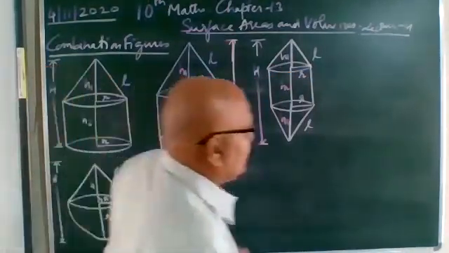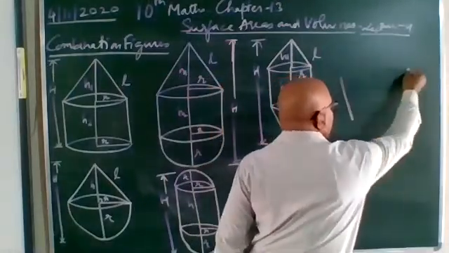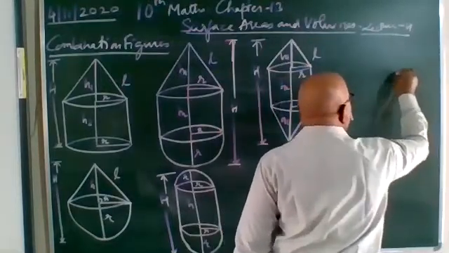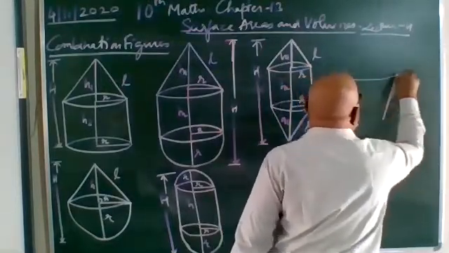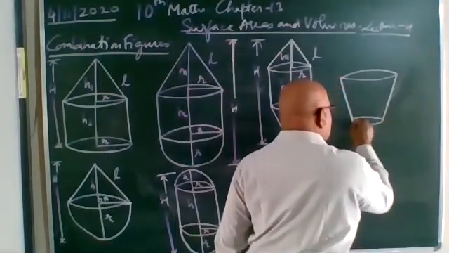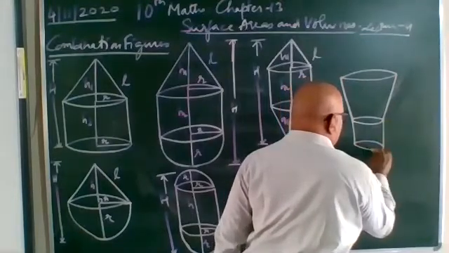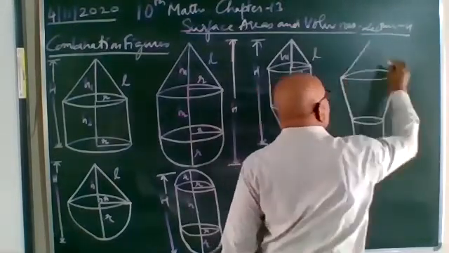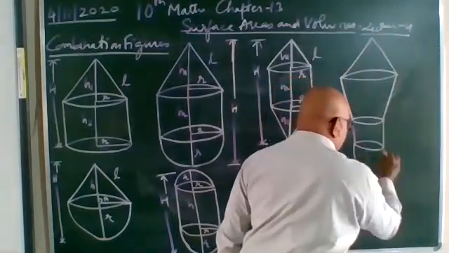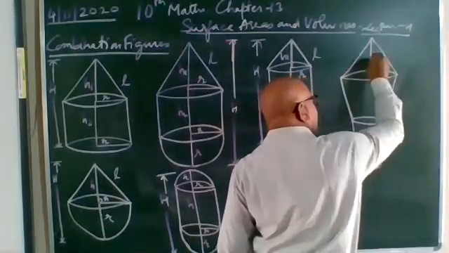Next, the frustum of a cone. This type of question: a funnel is there. This is the funnel, the cylindrical part. Next, the conical part. Next, the hemispherical part. So from one figure, we can have a variety of questions.